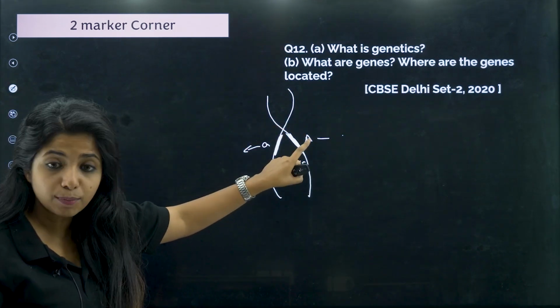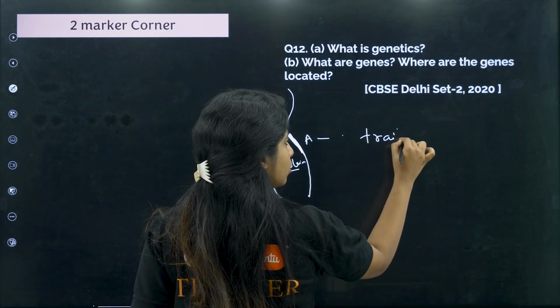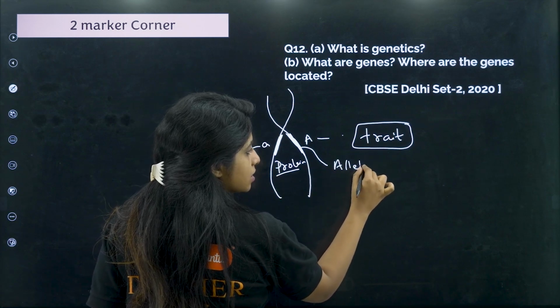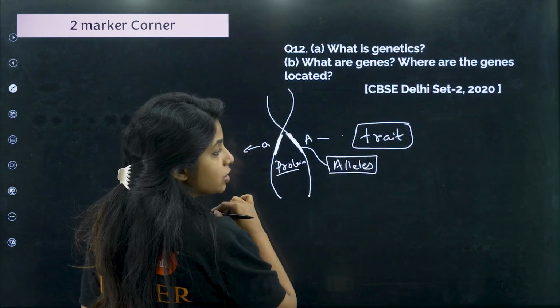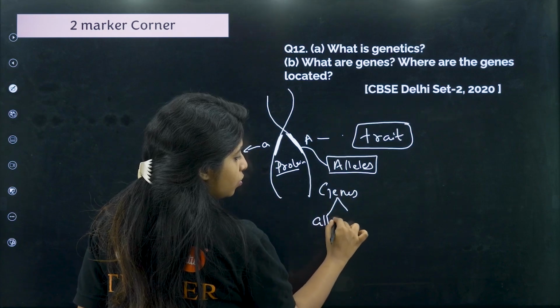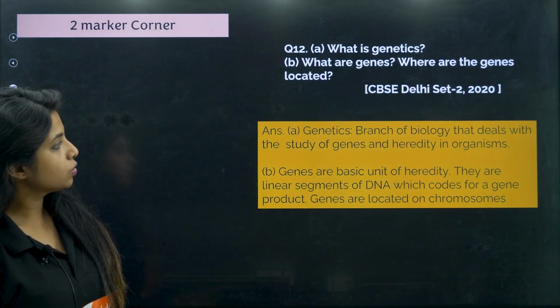So these are 2 types of the same thing. Both of them are coding for the same trait or the same character. So I call these variations alleles. All the genes will be having alleles, their own different types of alleles, my dear children.